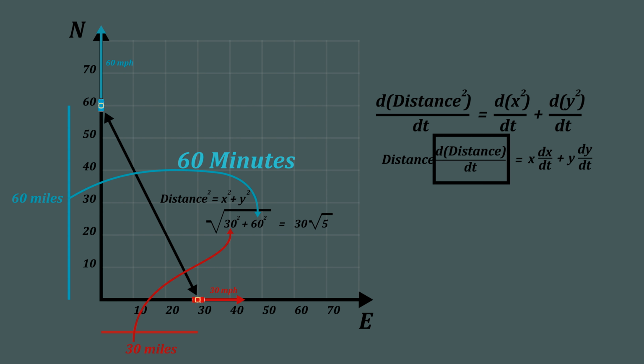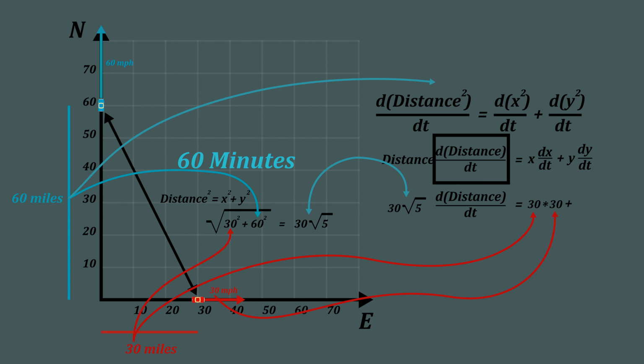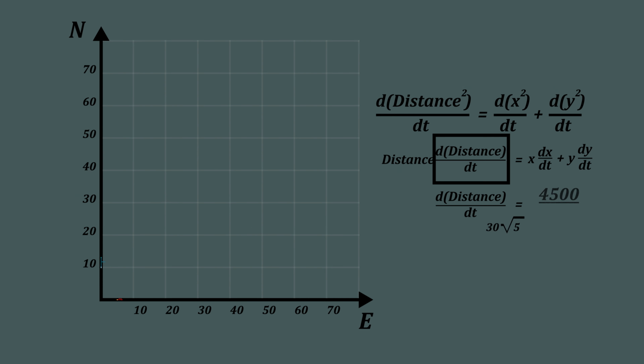Now, we just plug everything in, so we get 30 times the square root of 5 times our time derivative of distance equals how far I've gone in the x direction, which is 30 miles, times our velocity, which is 30 miles per hour, plus how far N has gone north, which is 60 miles, times N's velocity, which is 60 miles per hour. Once we plug in everything and solve, we get that our time derivative of distance is 30 times the square root of 5.